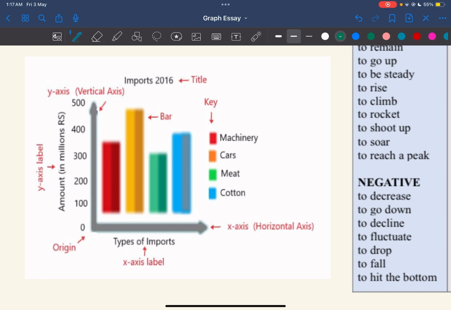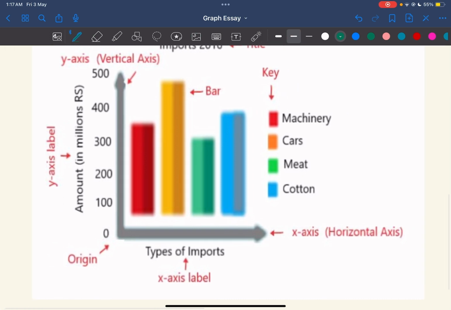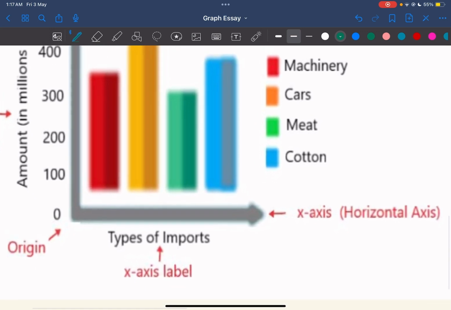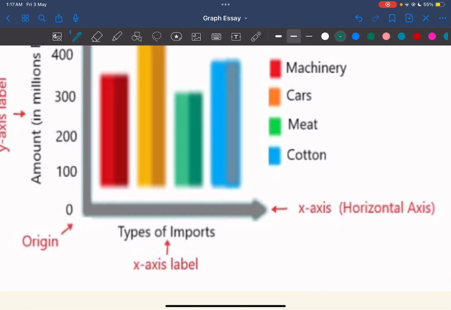Sometimes there is no title, there is no key, but labels are always there. You have to say in your introduction what labels represent. The Y-axis label in this example represents the amount in millions. The X-axis label represents the type of imports.